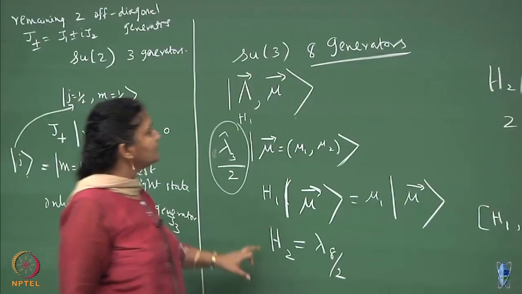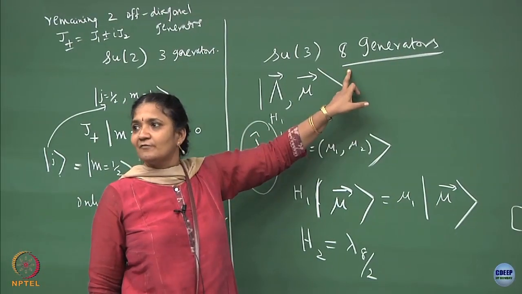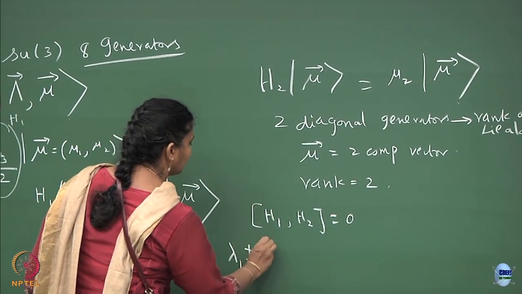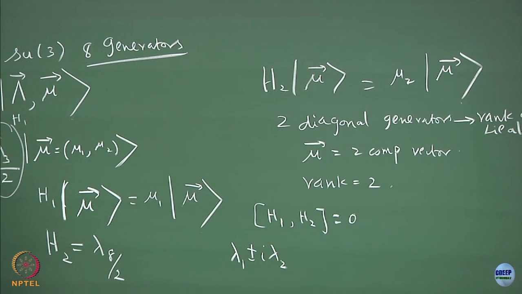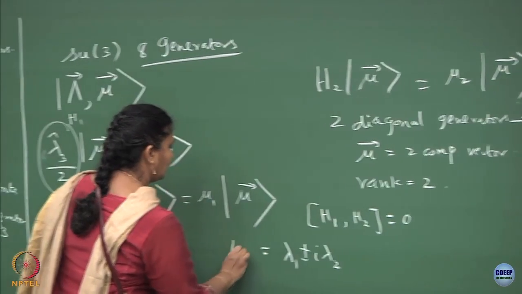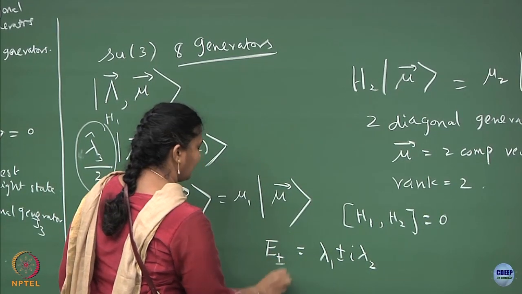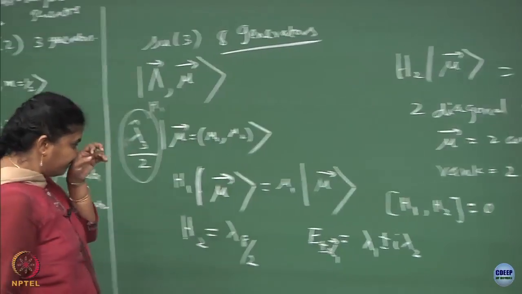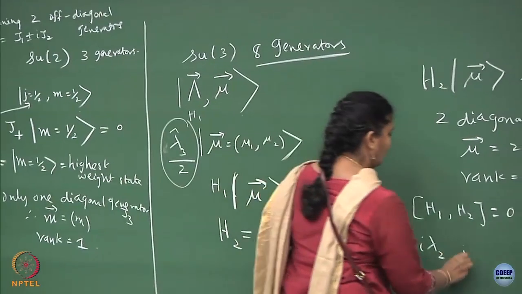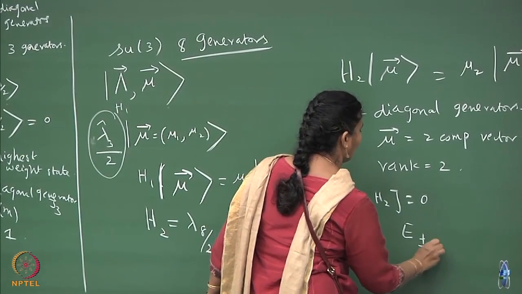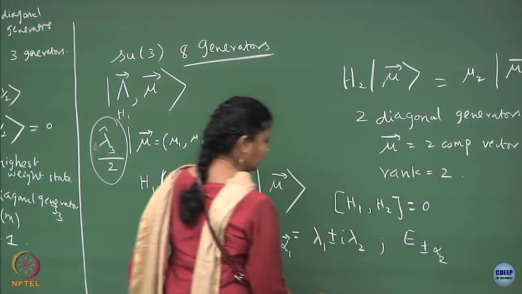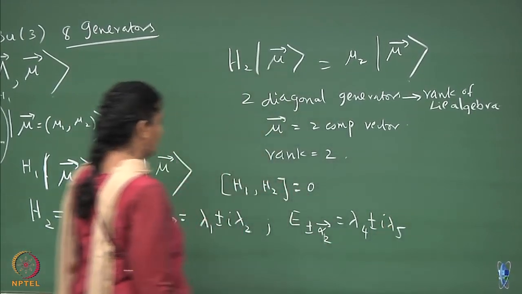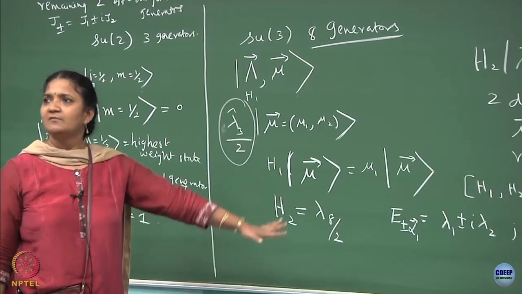Okay, so here you have 2 diagonal generators, and the remaining off-diagonal are 6 of them, right. So let me call them lambda 1 plus or minus i lambda 2, to be E plus or minus alpha 1 vector. You will have E plus or minus alpha 2 vector, maybe, which is lambda 4 plus or minus i lambda 5. I'll explain what this alpha 1 is.